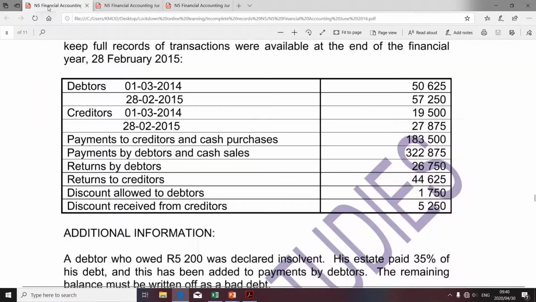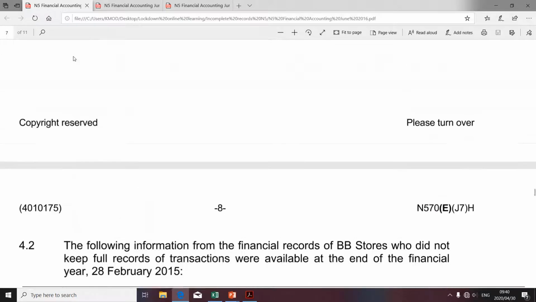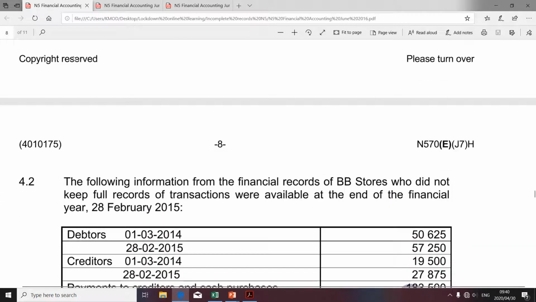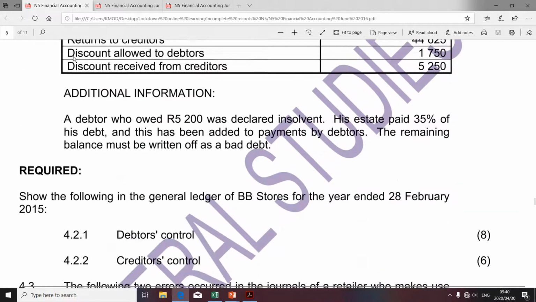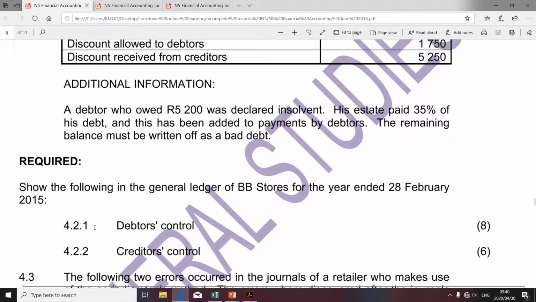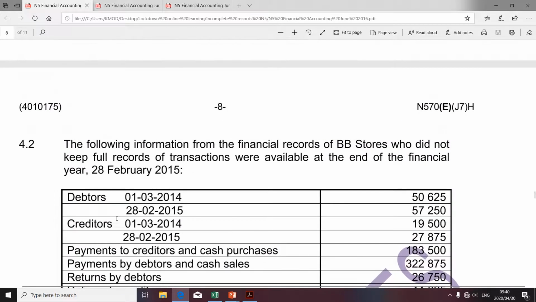As I've already mentioned, I'm going to look at question 4.2.1, so I quickly want to take you to the question paper. There you go. 4.2 was part of question 4. I'm specifically going to do requirement 4.2.1, relating to debtors control. Let's see the given information.